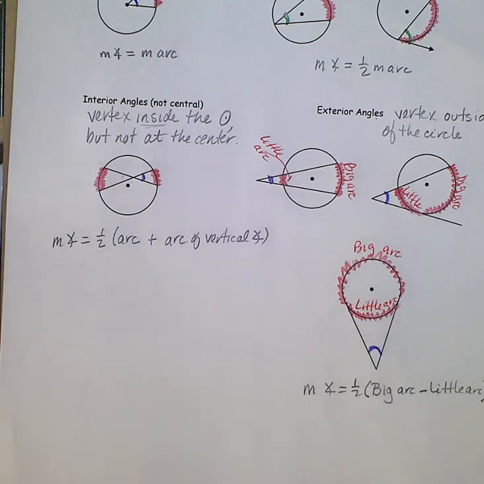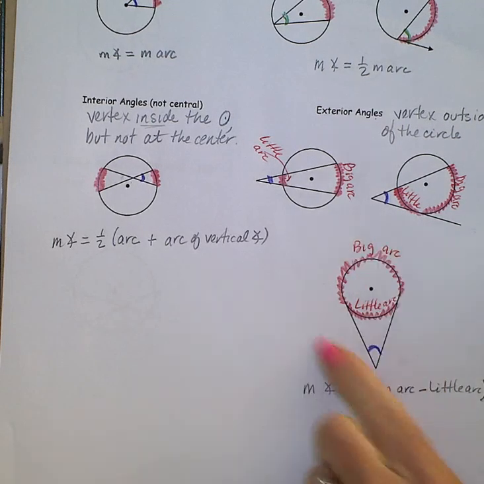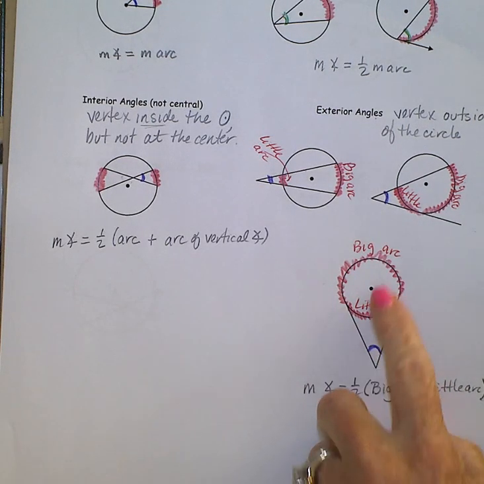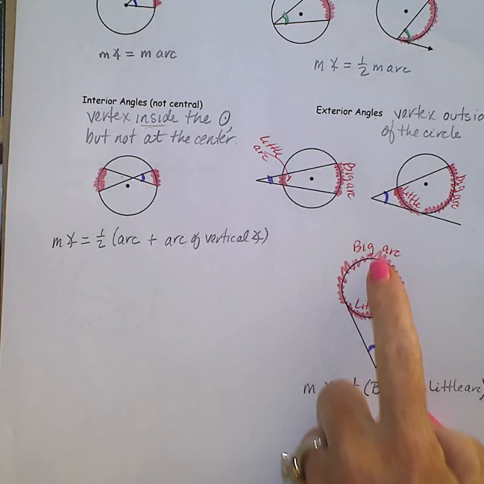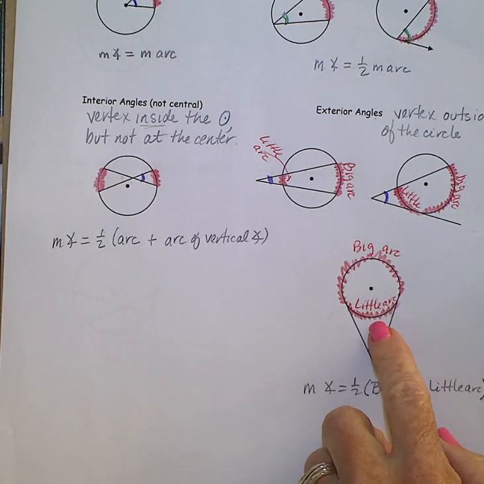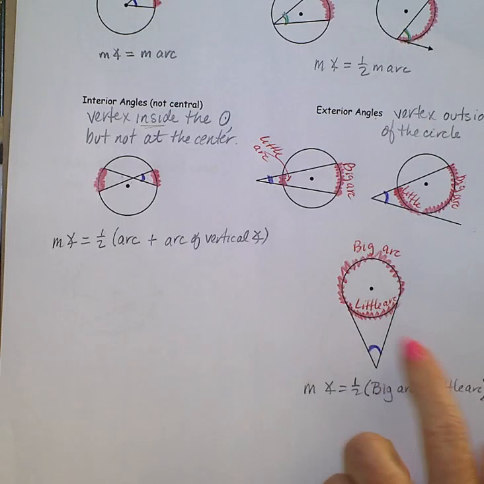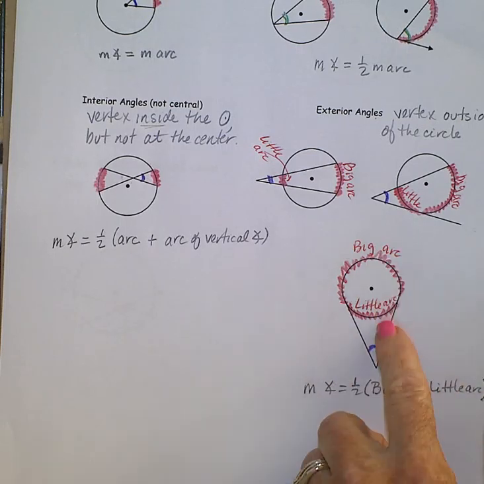In this one, down here, what do you notice about the measure of the little arc and the measure of the big arc? Sarah? They add up to be 360, absolutely. The big arc plus the little arc adds up to be 360.